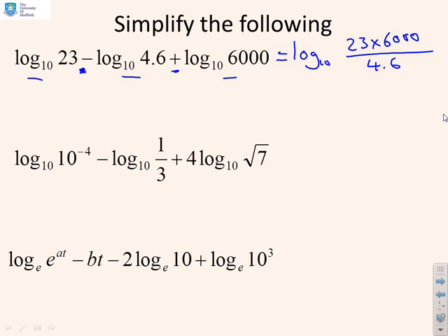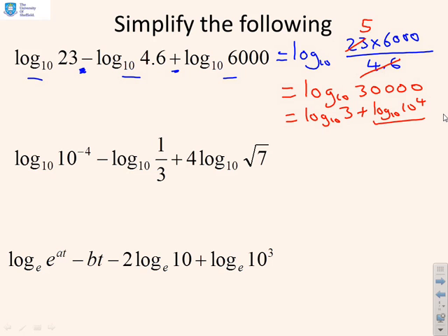Now as soon as I've done that, it becomes straightforward. The 4.6 and the 23 clearly cancel to give me just a 5, so I get left with log 10 of 30,000, and I can write that as log 10 of 3 plus log 10 of 10 to the 4, and log 10 of 10 to the 4 is just 4, and so you've got log 10 of 3 plus 4.